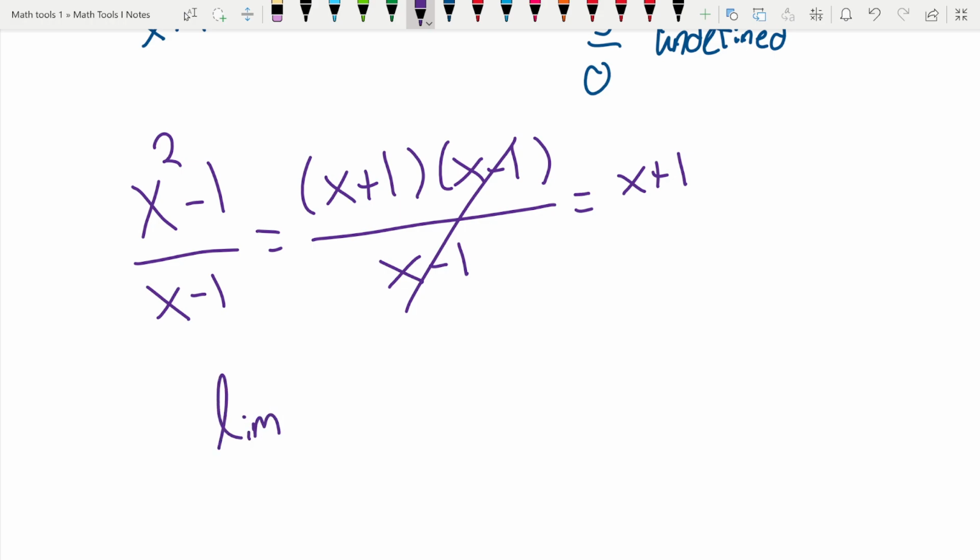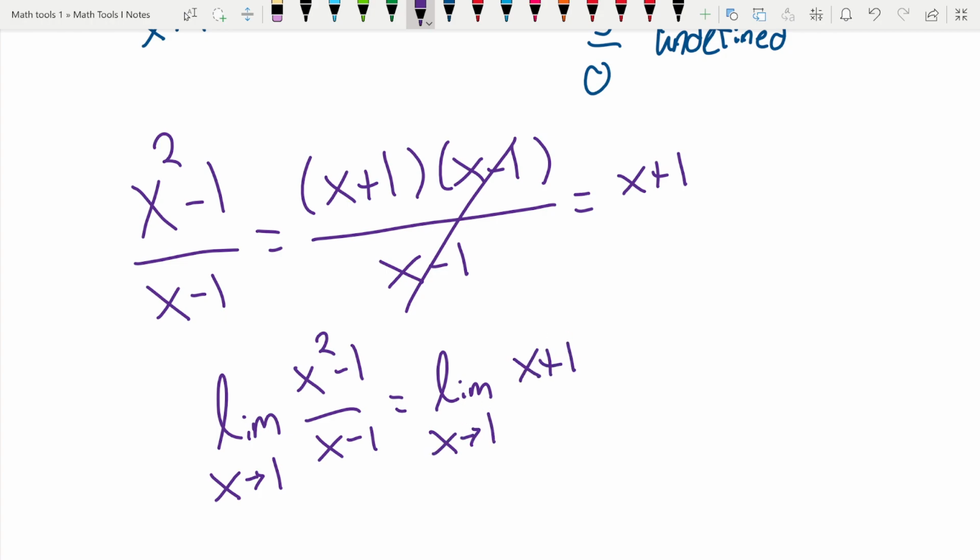So if we do the limit as x approaches 1 of x squared minus 1 over x minus 1, this is equal to the limit as x approaches 1 of x plus 1, as we just showed, which is equal to 2, because now we can do direct substitution. And this confirms what we saw on the graph. So now we can get an exact answer and be 100% sure of it rather than having to approximate with a graph or table.